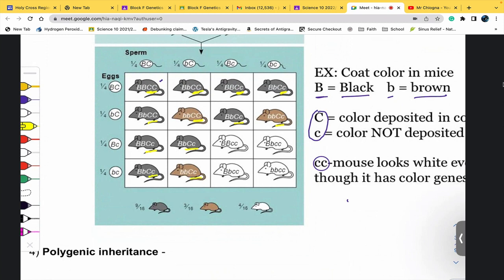Okay, where does the black or the brown not show up? Although hypothetically they could. It's in these cases here. I'm going to underline in red. In this case here, there's a little c, little c. Doesn't matter what preceded it. The mouse turns out white. Okay. So in these four cases, you'll end up with a white mouse.